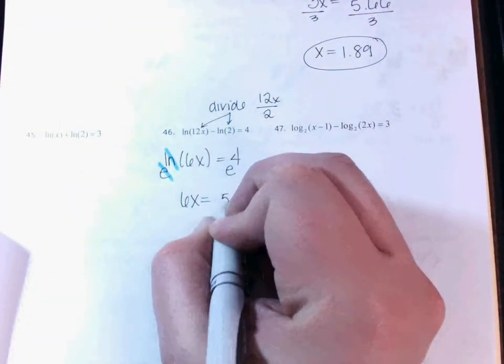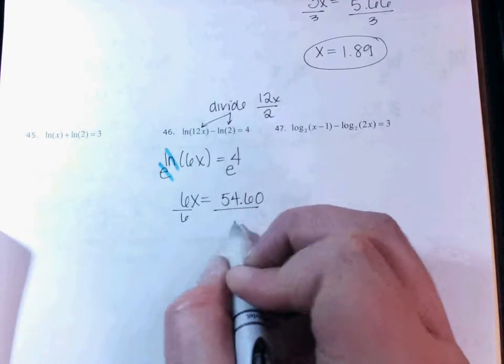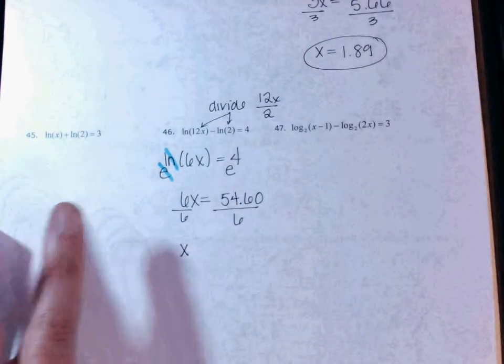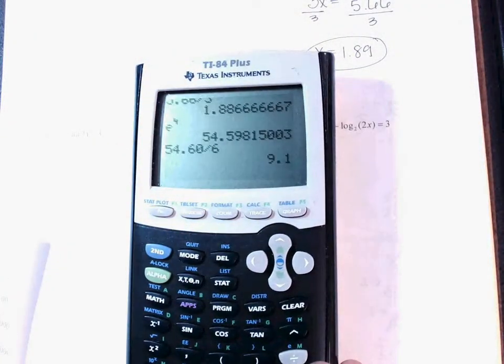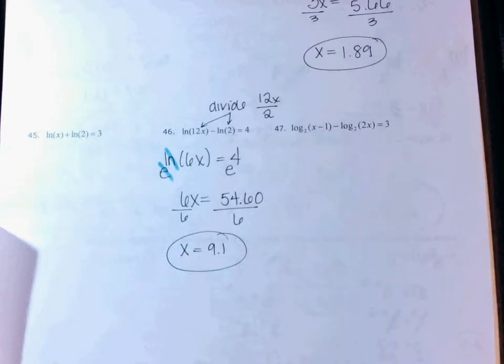So if it's 54.60, what's my last step? Good. Perfect. Okay, 54.60 divided by 6 is 9.1. Okay. Alright, one more left.